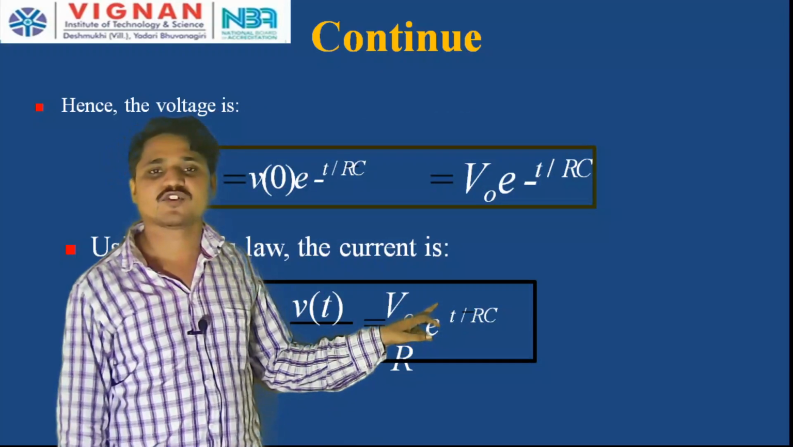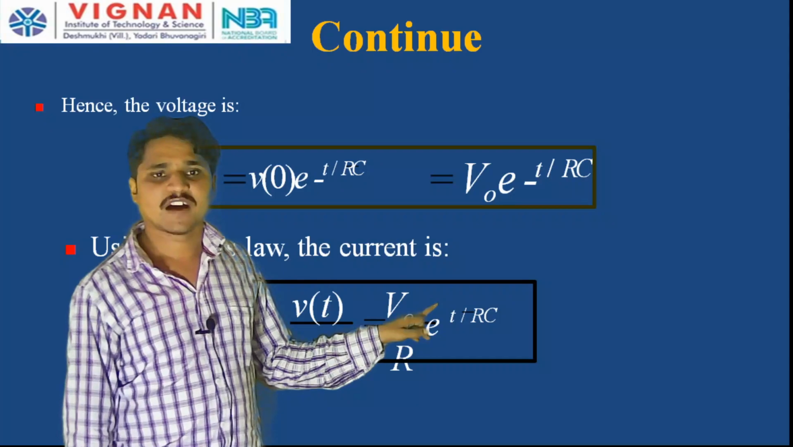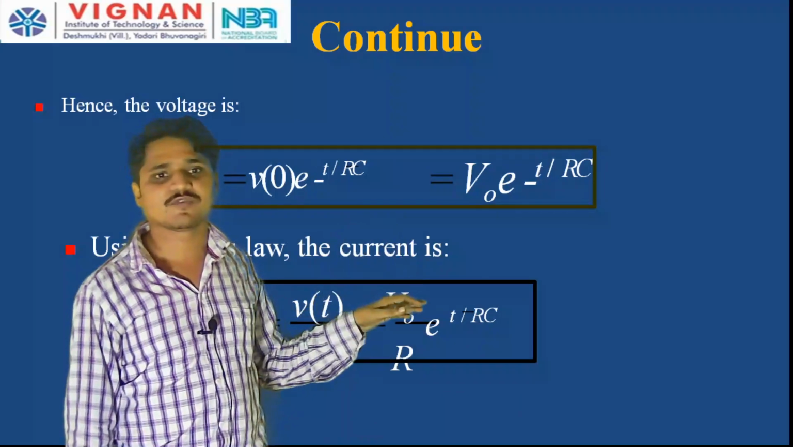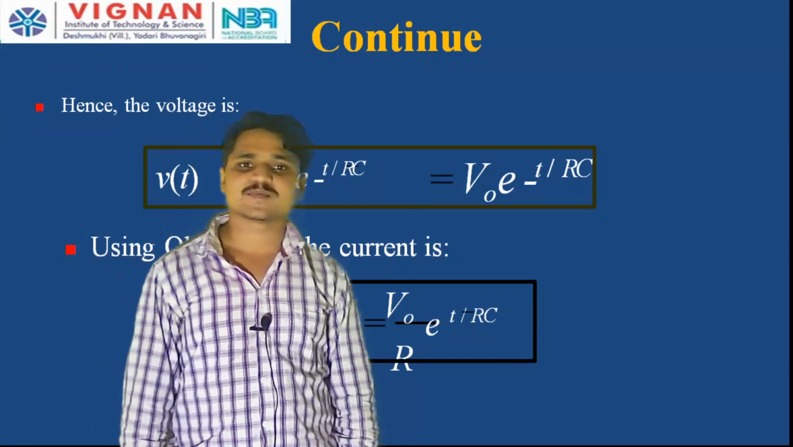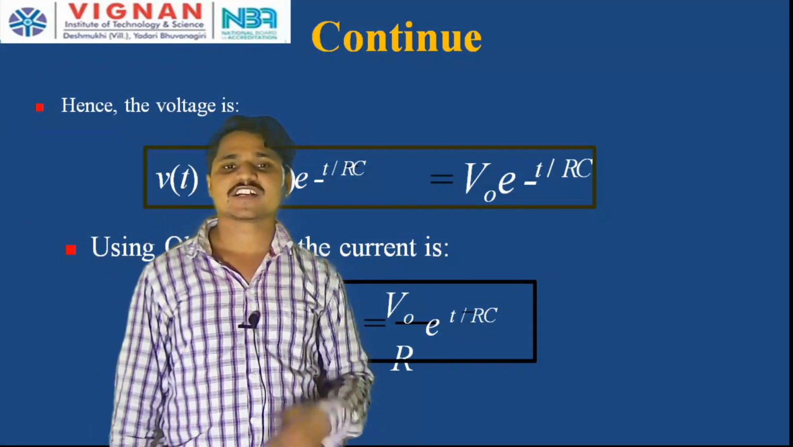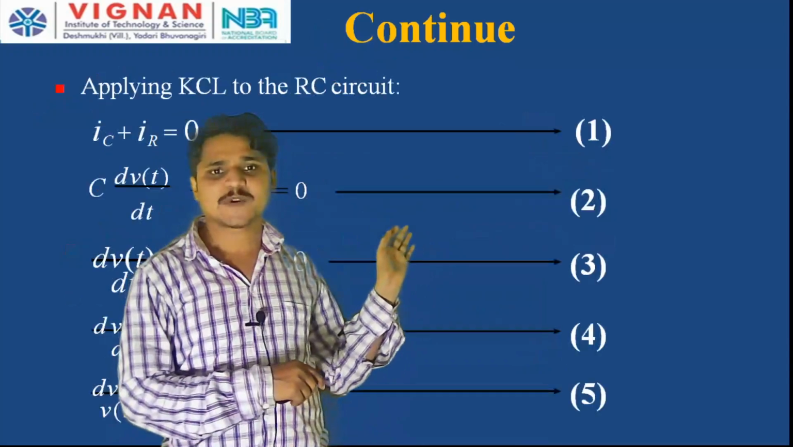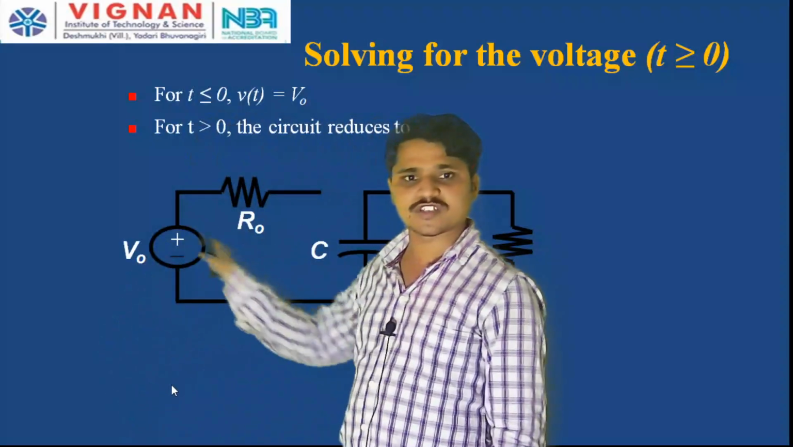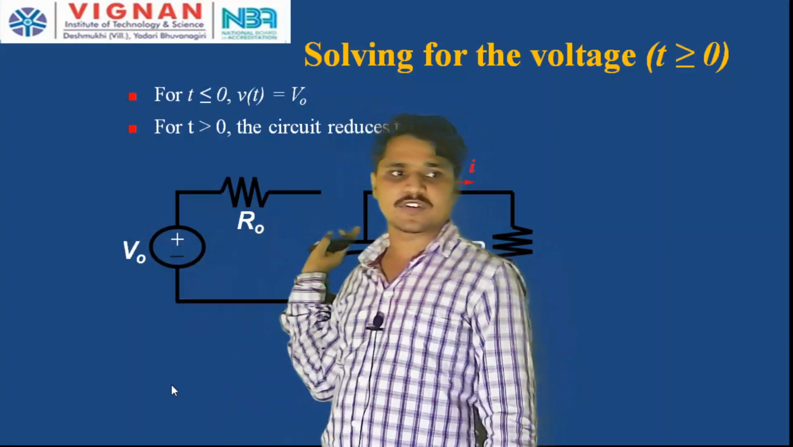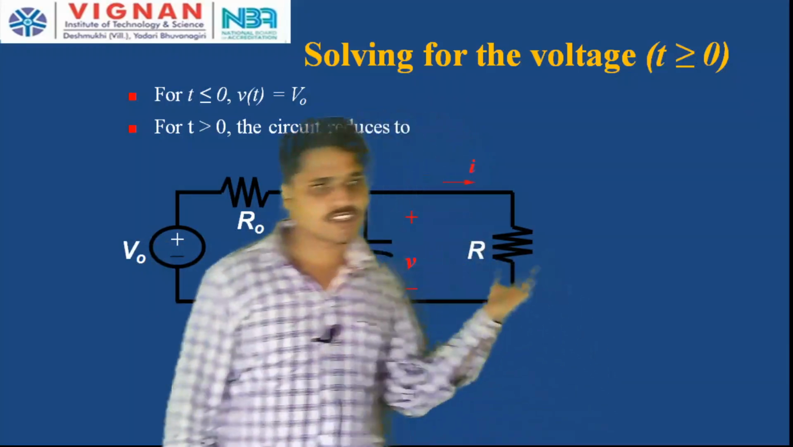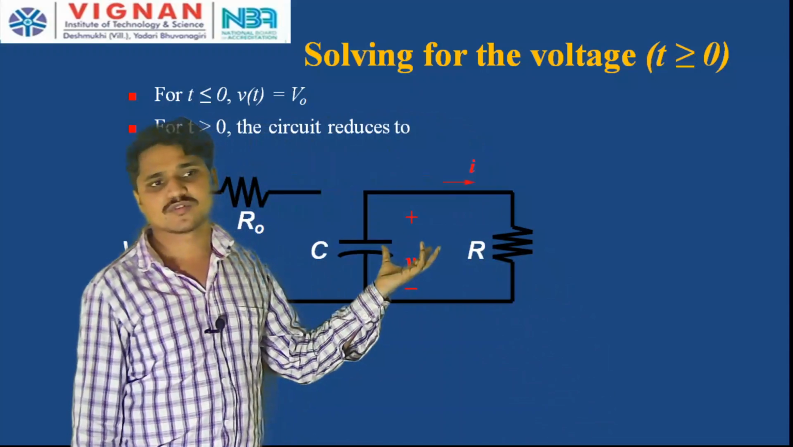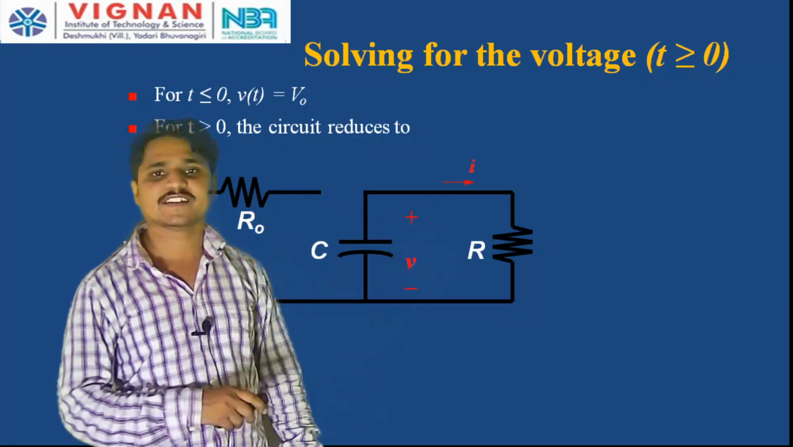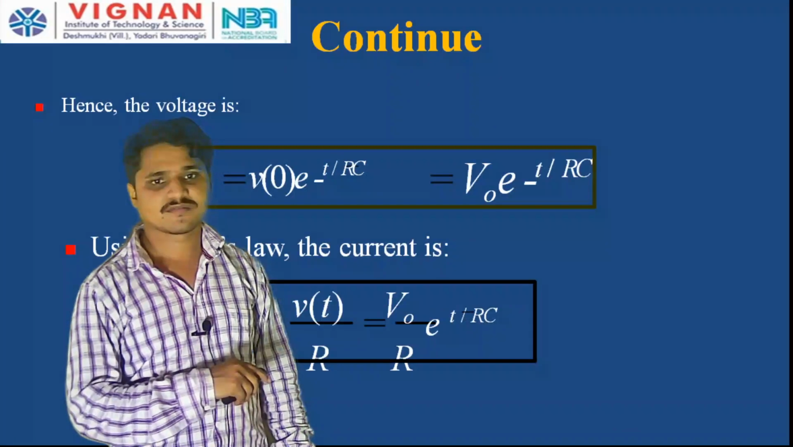So, this is the current and voltage response. What does response mean? We found the voltage and we found the current. Therefore, this is the natural response. Natural response means there is no source acting here. See, the source is there, but it is not acting upon the RC circuit at all. There is no independent source in the circuit now. So, this response we call the natural response. Okay.